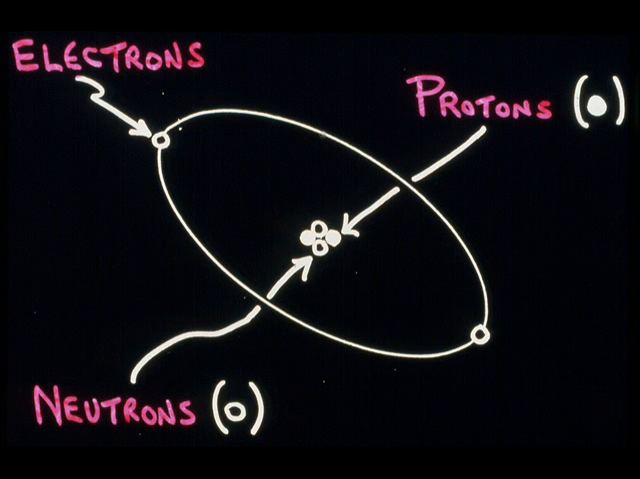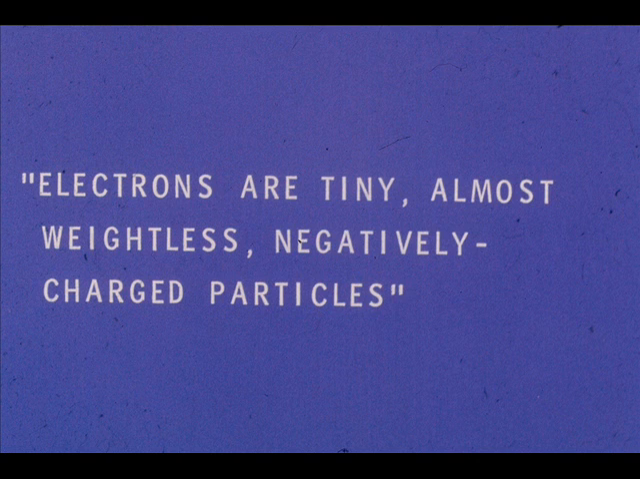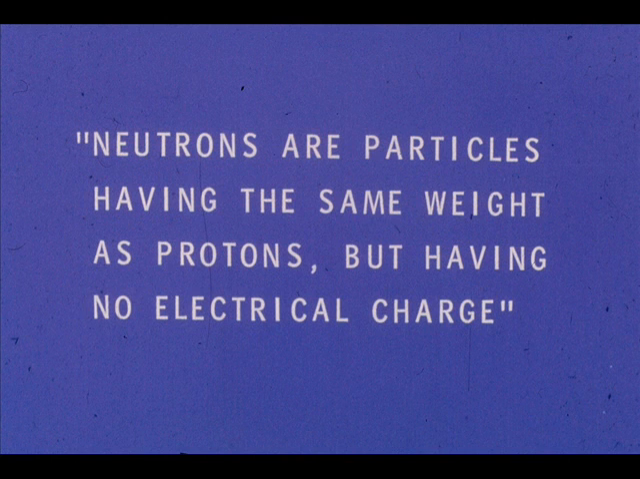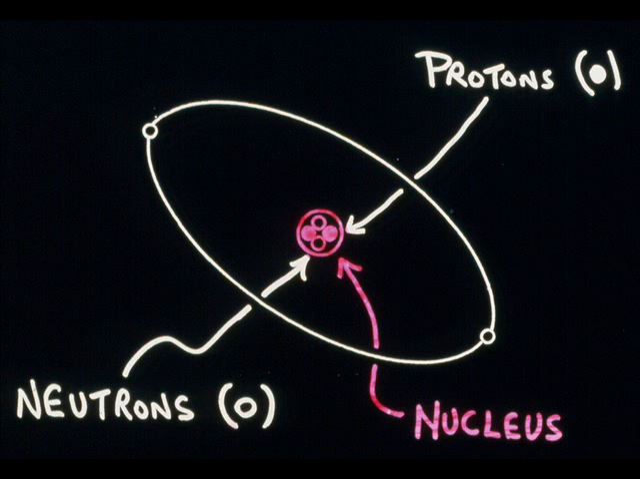The major parts of an atom are the electrons, the neutrons, and protons. Electrons are tiny, almost weightless, negatively charged particles which revolve about, or orbit, the nucleus of an atom. Protons are particles 1,850 times heavier than electrons and have a positive charge. Neutrons are particles having the same weight as protons, but having no electrical charge. The protons and neutrons are packed in the center of an atom and form the nucleus.